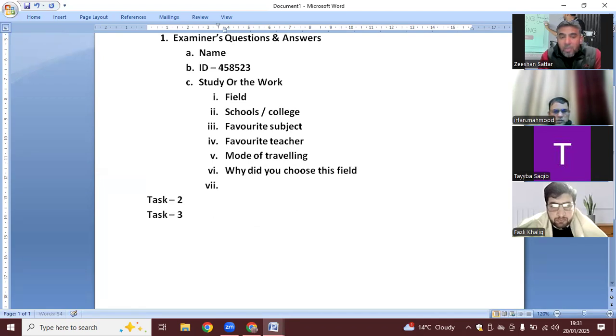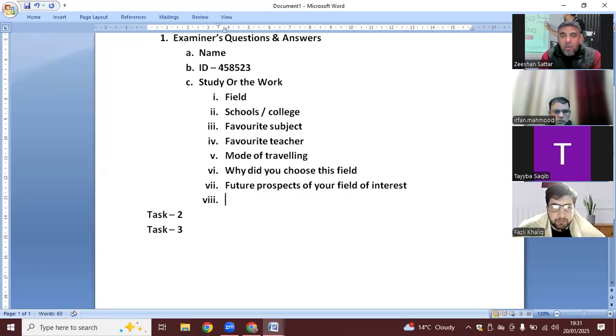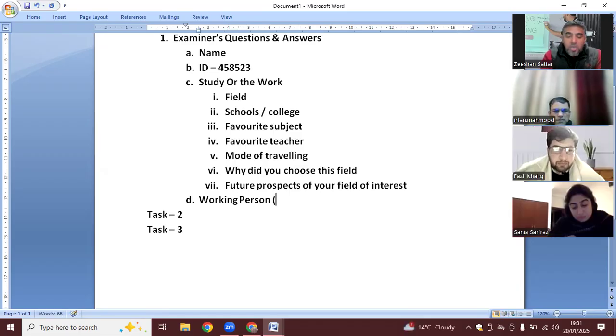And then one last question the examiner sometimes asks about is the future prospects of your field of interest. So these are some common questions the examiner may ask when you talk about the study. But if we talk about the work or the working person, the common questions are for the students who belong to GT, General Training, and they will come across these questions.